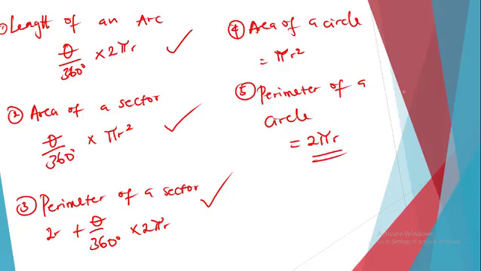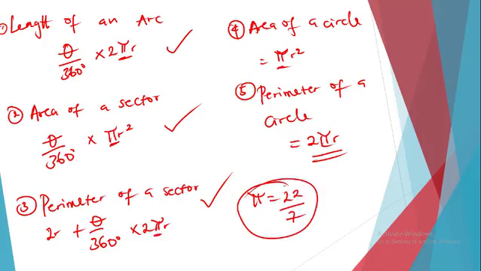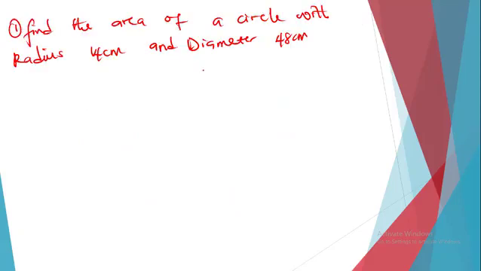Okay, now in all these equations you will find pi. Okay, pi is equal to 22 over 7. Whenever you hear pi, it is equal to 22 over 7. So let's quickly take some examples. Okay, let's look at question 1 on the screen. It says find the area of a circle with radius 14 cm and diameter 48 cm.